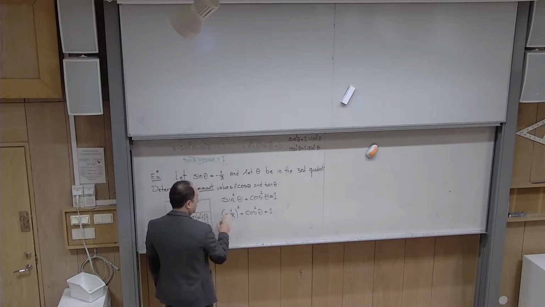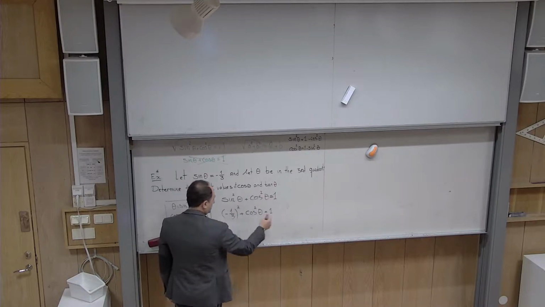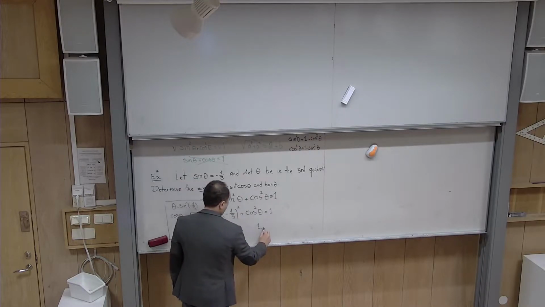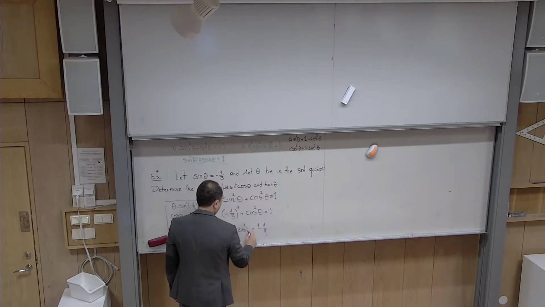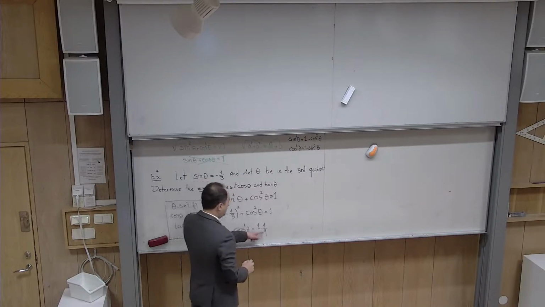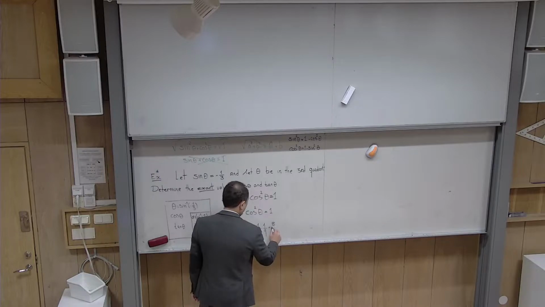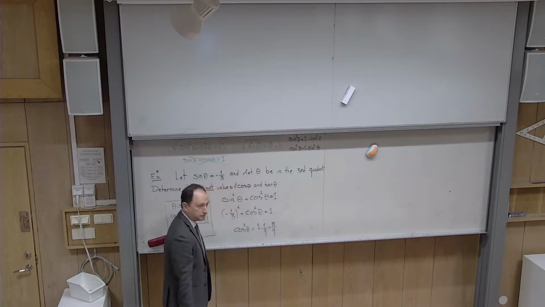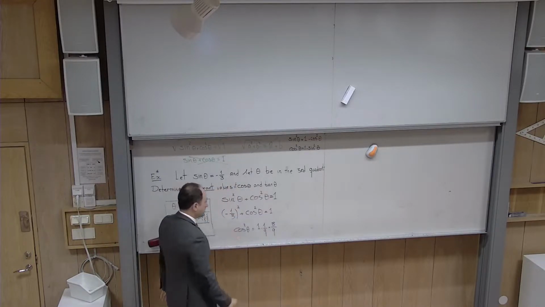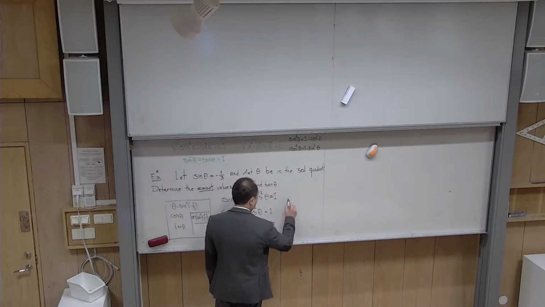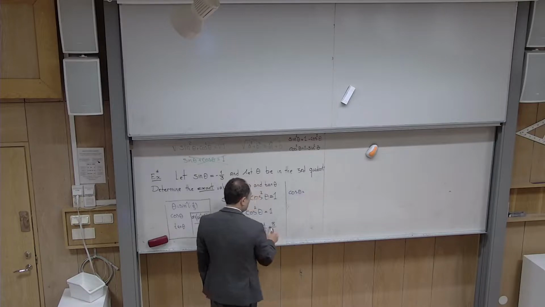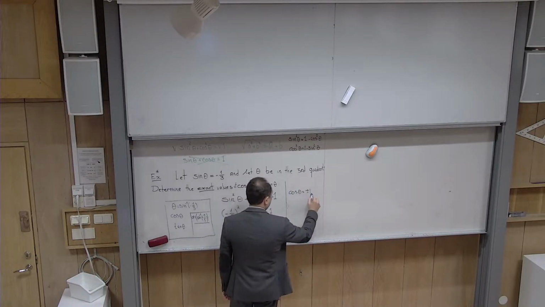This minus 1/3 to the power 2 is 1/9. I move it to the other side, it becomes 1 minus 1/9 is equal to cosine to the power of 2 theta. And 1 minus 1/9 is 8/9. But this is cosine squared. I am looking for cosine. So cosine is plus or minus the square root of 8/9.